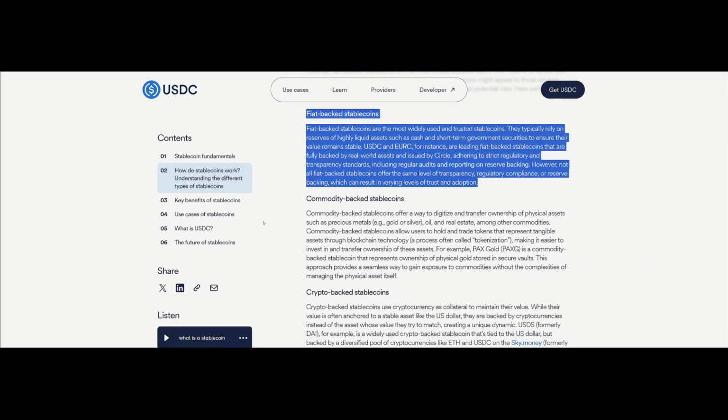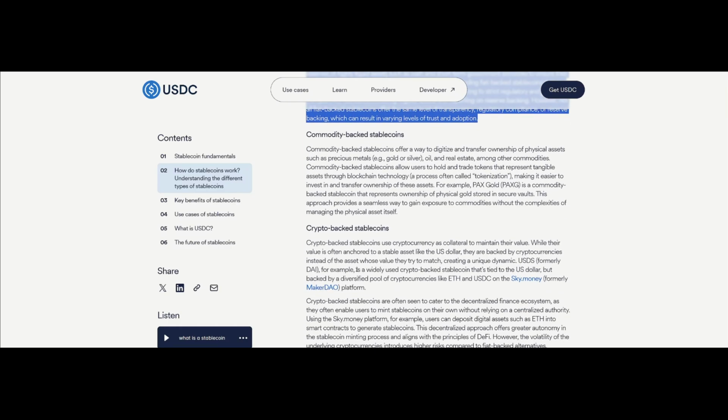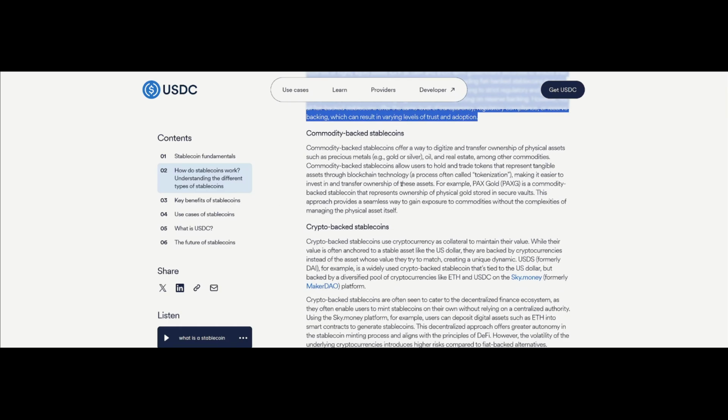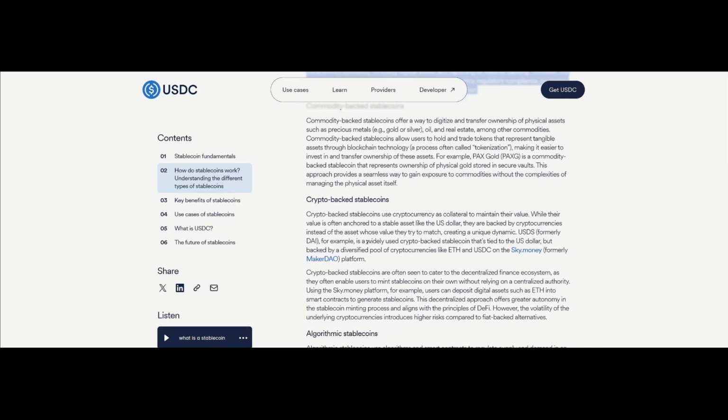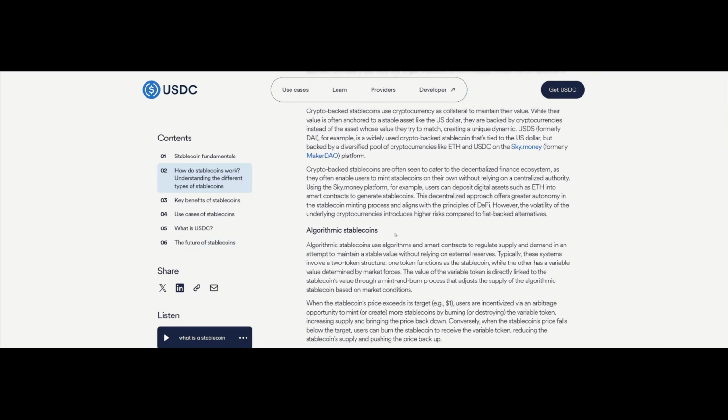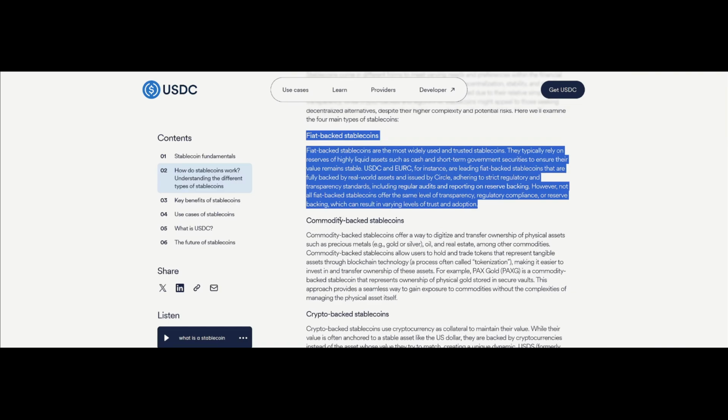They don't want this crazy stuff that can just do whatever. There's too many risks with this. Commodity, it's a risk. Crypto backed stablecoins, it's a risk. Algorithmic, well, this commodity isn't really a risk per se. It's really not. It's not.